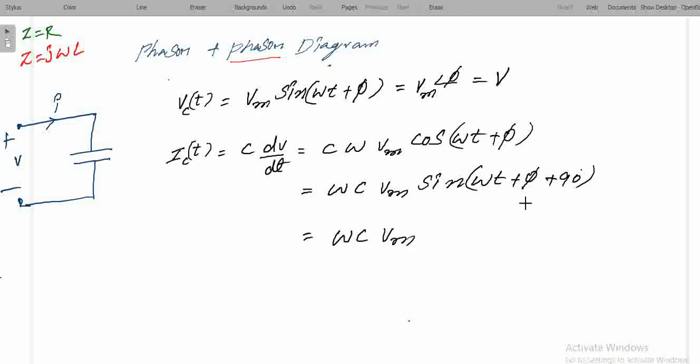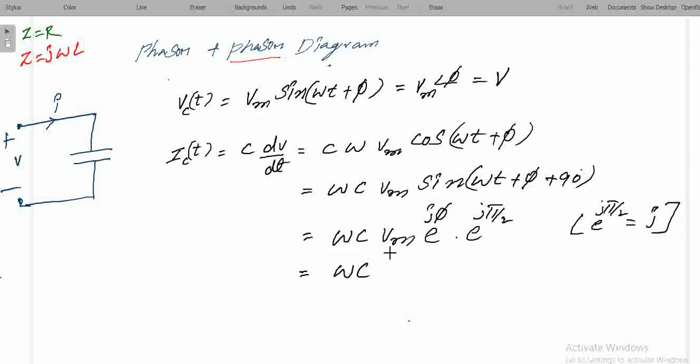So this can be written as omega C Vm. If I convert this into the exponential form, e power j phi into e power j pi by 2. E power j pi by 2 is j. So here you can write omega C Vm e power j phi, which can be written as Vm with an angle of phi into j. This can be written as j omega C capital V. This Vm phi is nothing but your V. So this is your Ic of t.